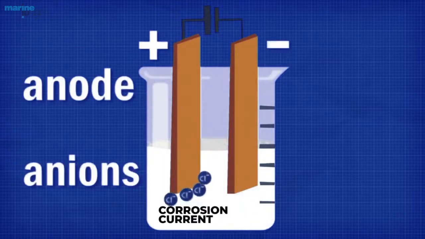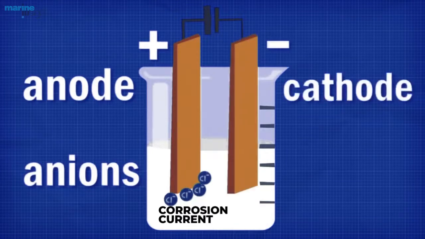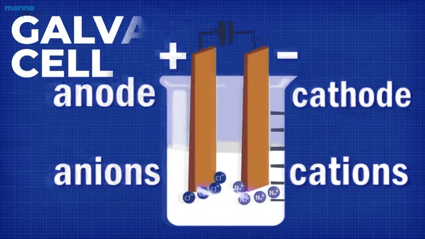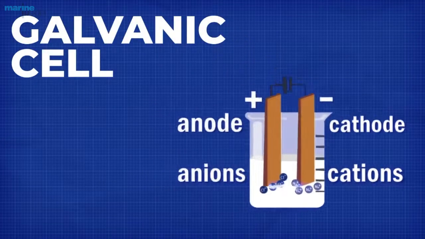This electrical current is referred to as corrosion current and is nothing but a metal ion and electron transfer process from the anode, which dissolves and passes into the solution. This simple cell where the corrosion process takes place is called a galvanic cell.